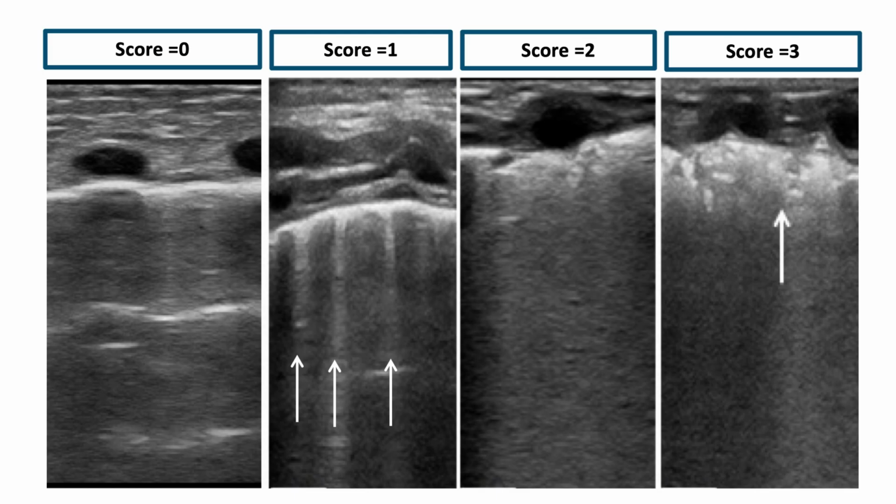We can also score the lung numerically. So the first pattern with A lines is considered as a score of 0. The second pattern, separated B lines, is scored as 1, regardless of how many B lines. Fused B lines are considered as a score of 2. And then presence of air bronchogram or fluid bronchogram is considered as a score of 3, the highest score.